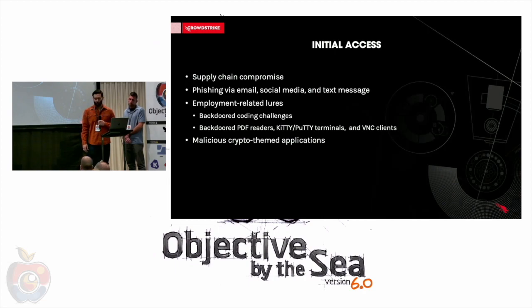And then we've also heard reports from customers, since this is not something we can monitor, of their engineers, their devs being targeted via text message, via phone and phone number. And we've received the phone number from the customer saying this is who it was. And a lot of these lures that they're using will be employment-related lures.